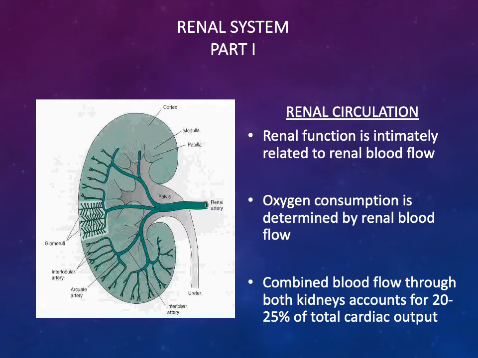Renal function is intimately related to renal blood flow. We usually aim for about a half ml per kilogram per hour. If your patient's on bypass, we usually try to increase that to 1 ml per kilogram per hour. And if we increase renal blood flow, we will also increase our oxygen consumption, so keep that in mind. You need to know that about 20 to 25% of total cardiac output goes through both kidneys. Renal blood flow is about 1,200 milliliters per minute. The blood flow goes from the renal artery to the segmental arteries, to the interlobar arteries, to the arcuate arteries, and back into the interlobar arteries.